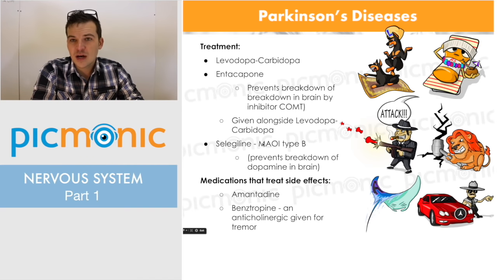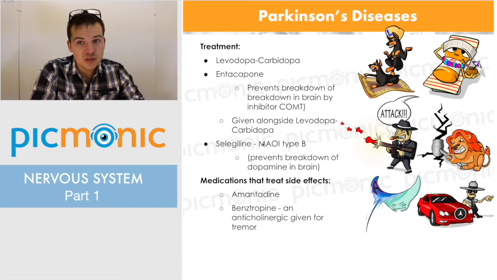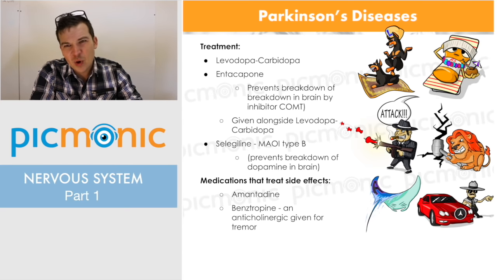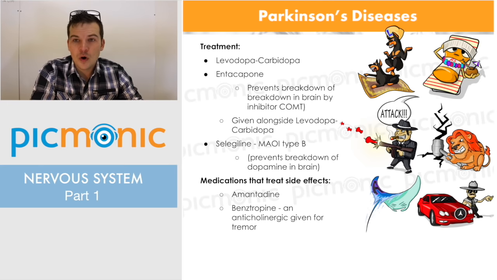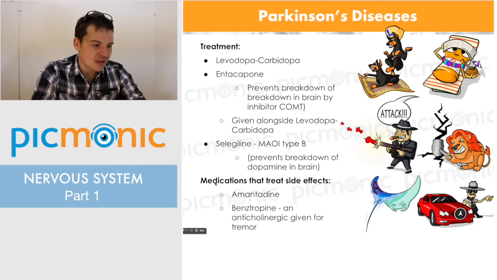And also we give the medication selegiline. Now selegiline is interesting to know because it's an MAOI. And what type of MAOI? It's a type B. So all the other MAOIs, or monoamine oxidase inhibitors, are type A. This is a type B, so it's different. It doesn't have as many side effects that you need to know about, but it prevents breakdown of dopamine. Just another important little tidbit there.